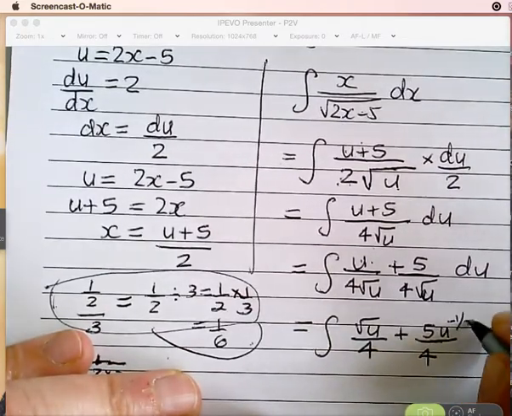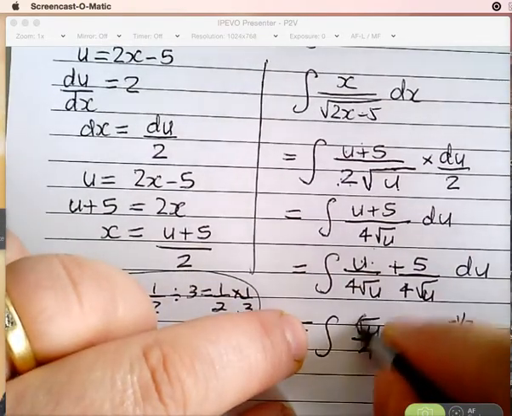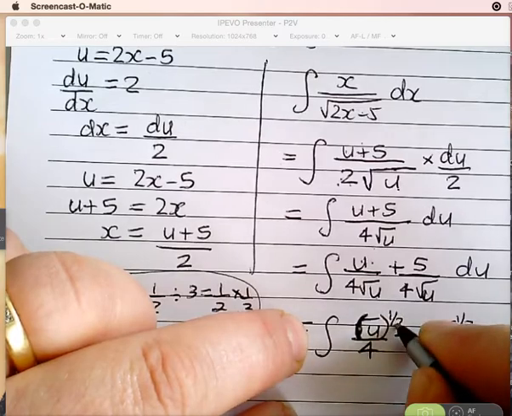U to the negative a half. And this one really is u to the positive a half, isn't it? So I might just fix that. U to the positive a half.